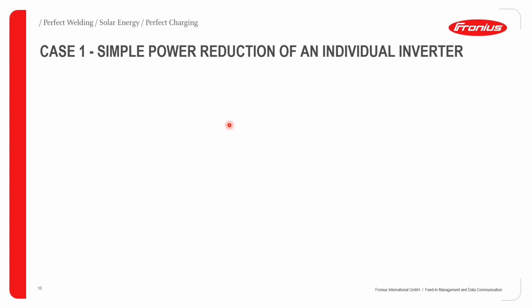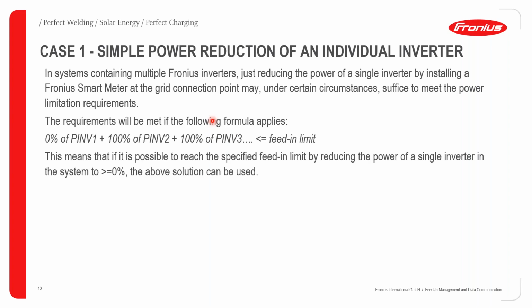So we're going to start off with case one, which has us having a simple power reduction of an individual inverter. So that's the first scenario. So in systems containing multiple Fronius inverters, it is possible that just reducing the power of a single inverter, by installing a Fronius smart meter at the grid connection point, may under certain circumstances meet the power limitation requirement. So the requirements will be met if and only if the formula below applies.